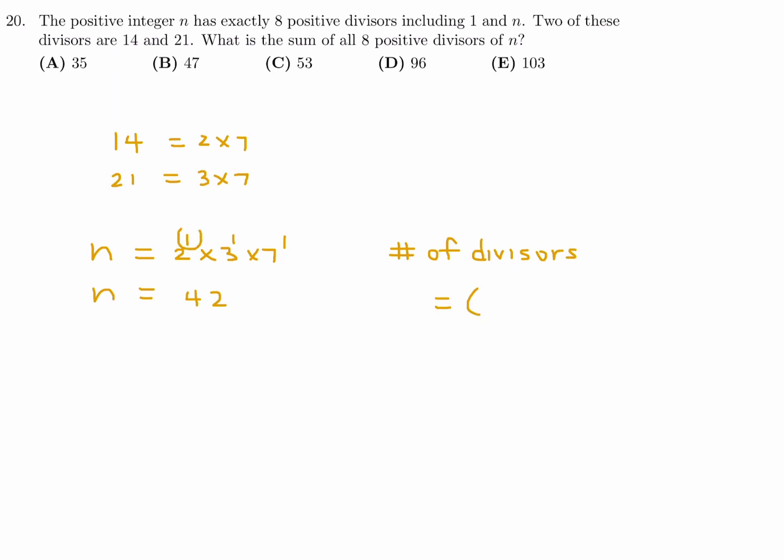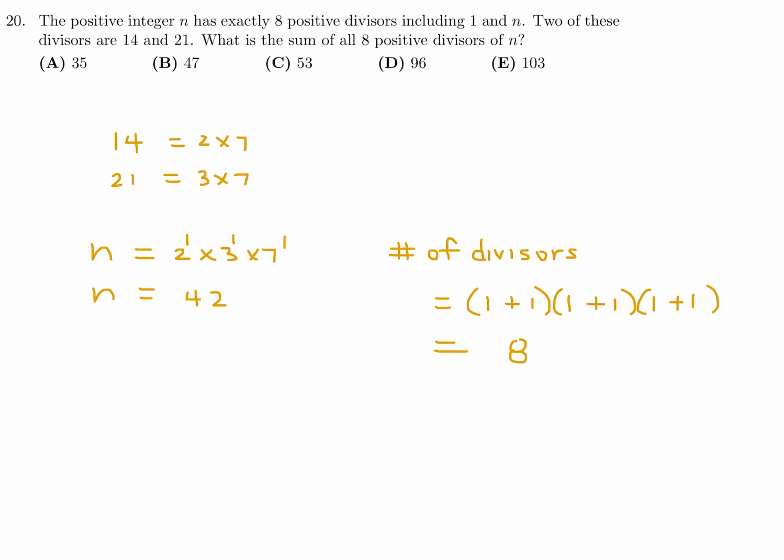You take the first exponent, which in this case is 1, and add 1. Then multiply by the next exponent, which in this case is 1, add 1. And then you take the other exponent, which in this case again is 1, and add 1. This is 2 times 2 times 2, which is 8. That's how many divisors, and that will work with any scenario. And that's exactly what the question told me, that the number n has 8 divisors. So it's 42. Now all I have to do is just list them.